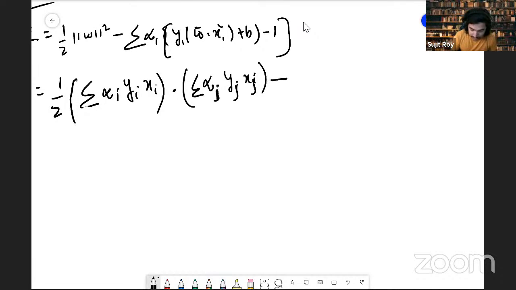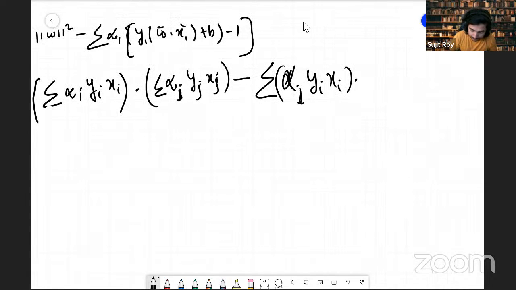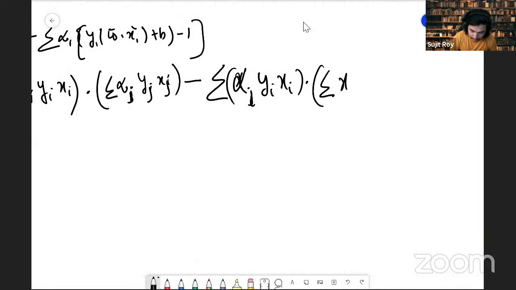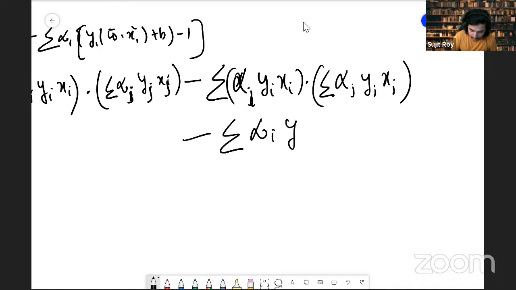And now we do the other term, which is this one. So it can be written as this thing, and then you have sigma alpha i y sub i x sub i, and then dot product with sigma alpha j y j and x j, and then you have minus sigma alpha i yi b plus sigma of alpha i. Okay, so this is what we will get.